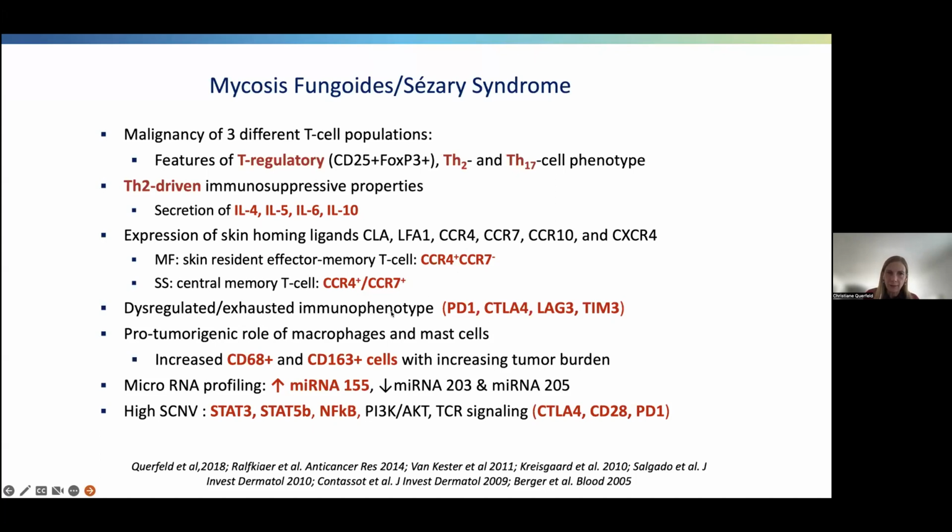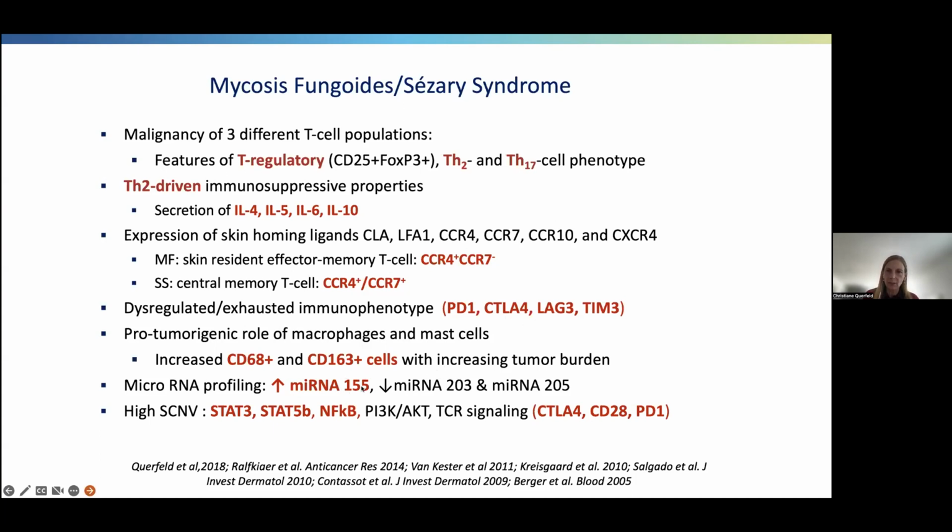We and others have identified an exhausted or dysregulated immune phenotype. They express exhaustion or checkpoint receptors, mostly PD-1, CTLA-4, LAG-3, TIM-3, among others. And we also know that other immune cells in the microenvironment can foster those tumor cells, particularly macrophages and mast cells. And there are increased numbers of macrophages with increasing tumor burden.